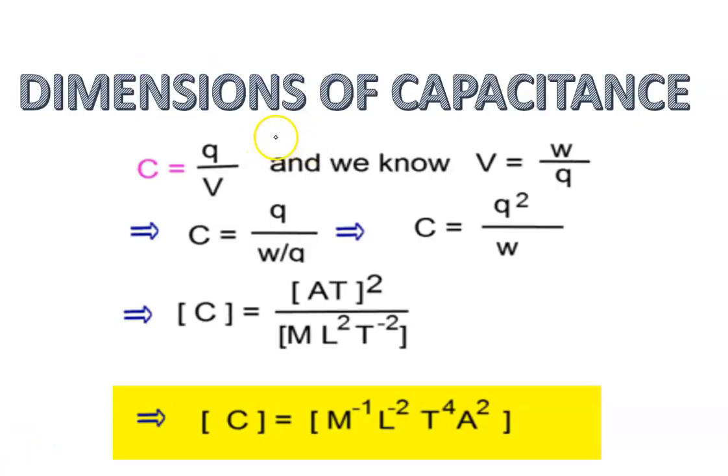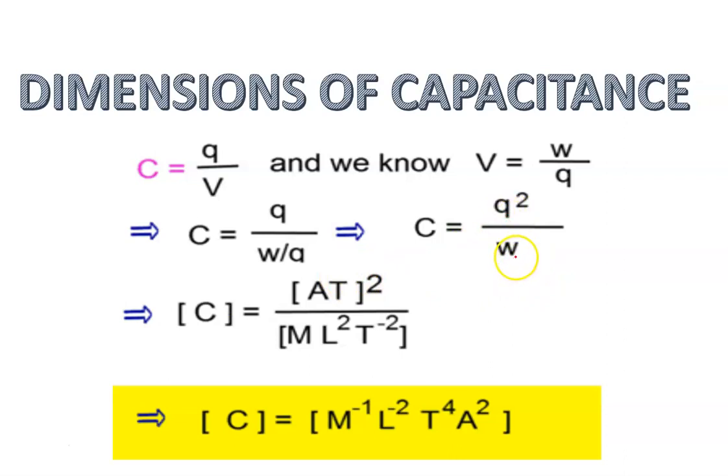Now let us calculate the dimensions of capacitance, as the formula of C is Q upon V. Q is the charge, V is the potential, and potential can be represented as work done per unit test charge. So by putting this value of V, we get C is equal to Q upon W upon Q, and this is equal to Q square upon W. Now we have to put the dimensions of Q and W.